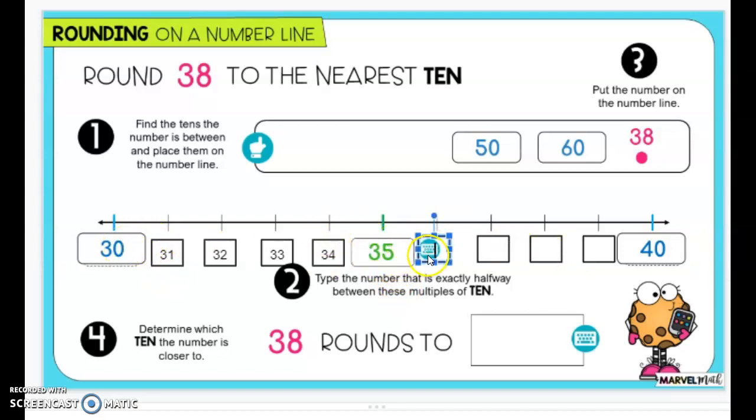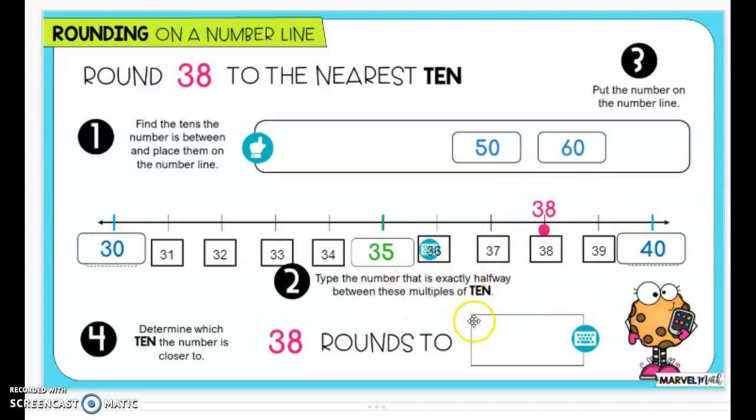This would be 36, 37, 38, 39. So there's your 38, and I'm going to move this right here. So that is 38. This is where your number lies on your number line.